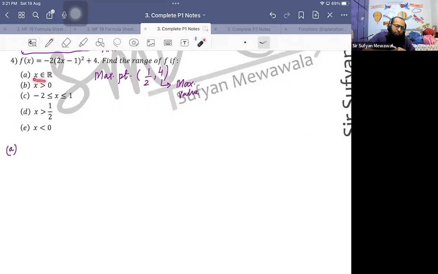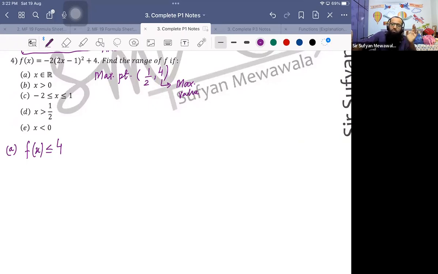So I've already instructed that if domain is x belongs to real number, there are no endpoints. Only step number 1 of finding the range is applicable, and our range will solely be focused on the maximum value. So our answer would be f(x) is less than equal to 4. So this is our first answer. f(x) less than equal to 4. f(x) less than 4 नहीं, f(x) less than equal to 4.